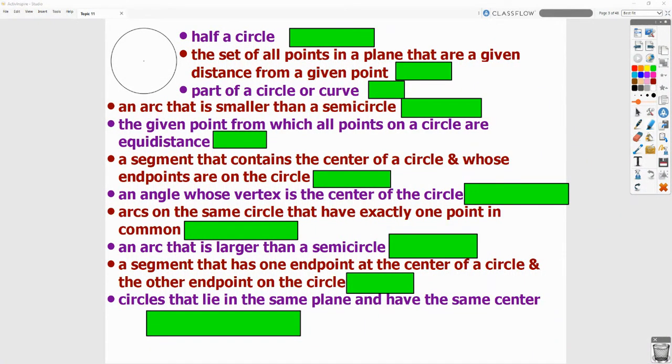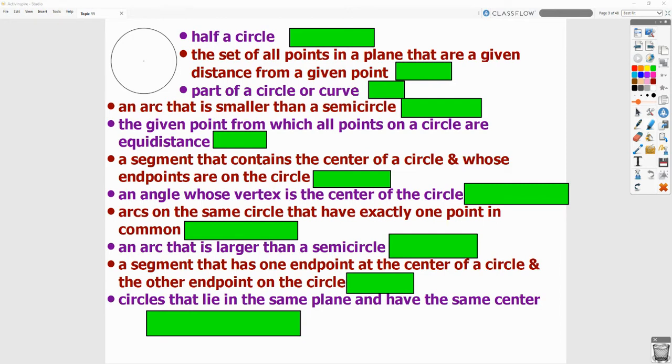All right, ladies and gentlemen, we are looking right now at the topic 11 notes, and we're going to do just a little bit of vocabulary today. It's not anything super complicated, or it won't be after we're all done.